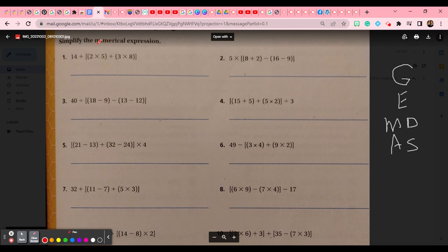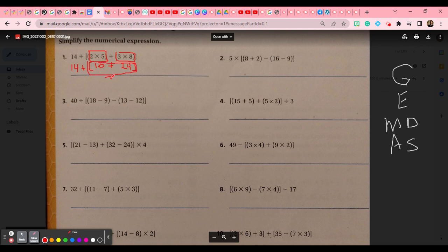Okay, so let's look at number one. They want us to simplify. I'm going to put a box around the things we need to do first. Okay, we need to do those two things first. 2 times 5 is 10. 3 times 8 is 24. We're still working within brackets here. We're now out of the parentheses, but still within the brackets. And then we're going to add 14 once we get a sum for what's in the bracket. So 10 plus 24.